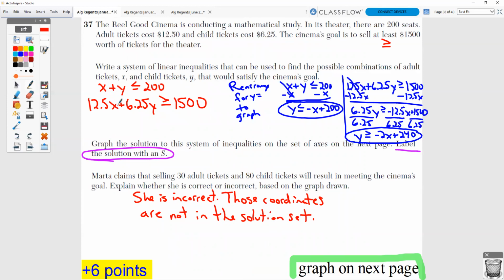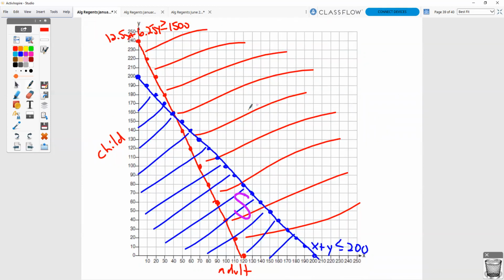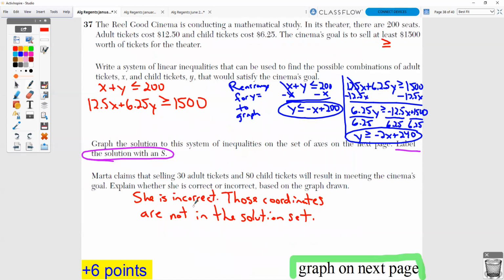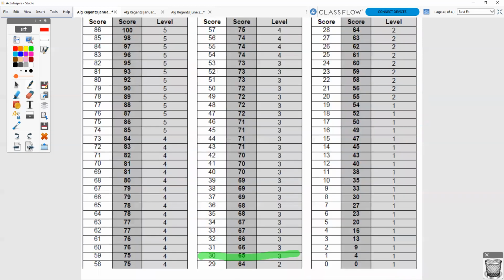So again, 1 point for this equation, 1 point for this equation, 1 point for a correct graph here, 1 point for a correct graph here, 1 point for labeling the solution set with an S, 1 point for saying that she's incorrect and it is not in the solution set. Here's what your scores are. So if you go through and add them up, this is what your score ends up being.